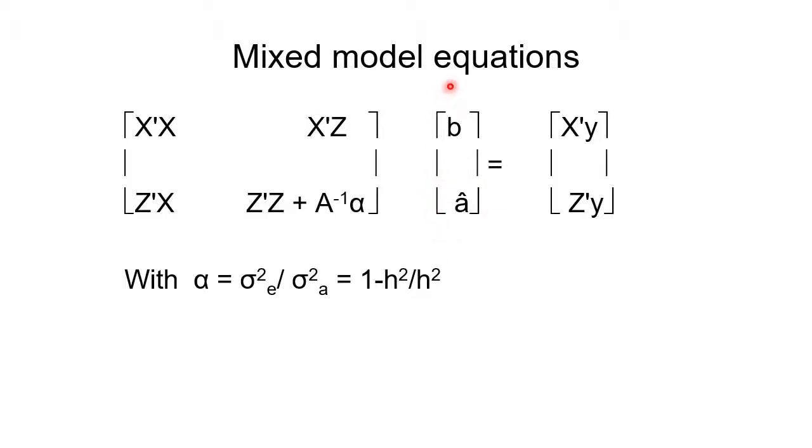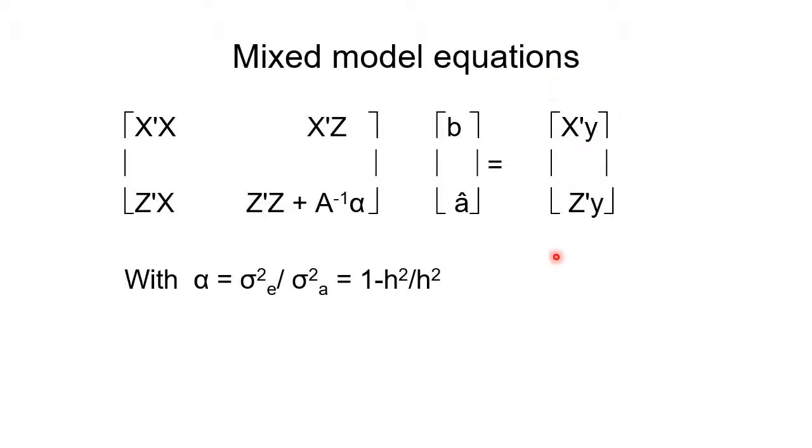So the number of rows in this column vector would be on the top part, the B values would be then each row for each fixed effect or level of a fixed effect, and then a row for each animal where the breeding value predictions would then be calculated.